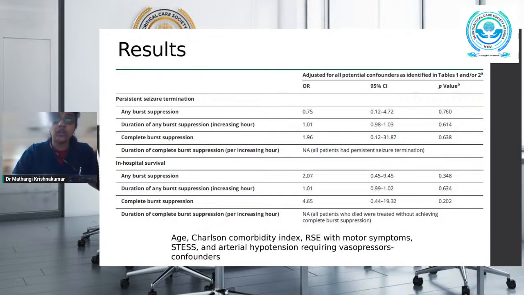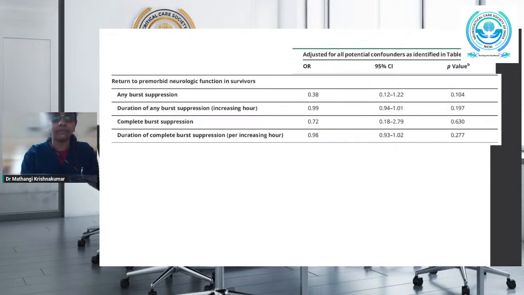Now let's look at the outcomes in terms of the odds ratio calculated. We look at three outcomes mainly: whether persistent seizure termination was achieved, and second, in-hospital survival. If we compare any burst suppression and no burst suppression, and complete burst suppression, there was no statistically significant difference. Now, the most important thing in the analysis is that we found a few confounders during our univariate analysis. We found that age, Charlson comorbidity index, and RSE or motor symptoms were significantly different between the groups. So these were all controlled for before calculating the odds ratio. That tells us that whether there is burst suppression, minimal burst suppression or no burst suppression, it did not affect persistent seizure termination or in-hospital survival. And the third outcome was return to premorbid neurological function and survival.